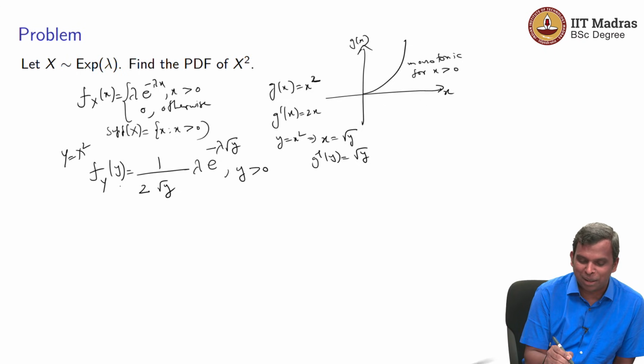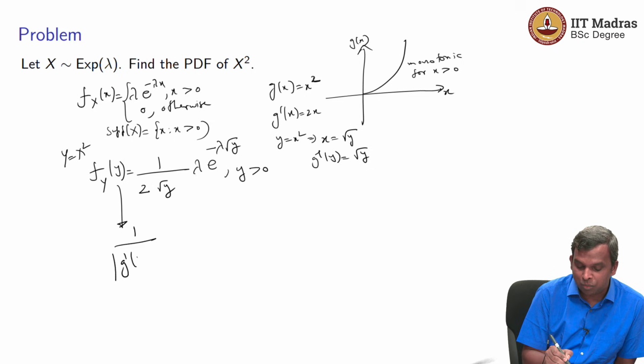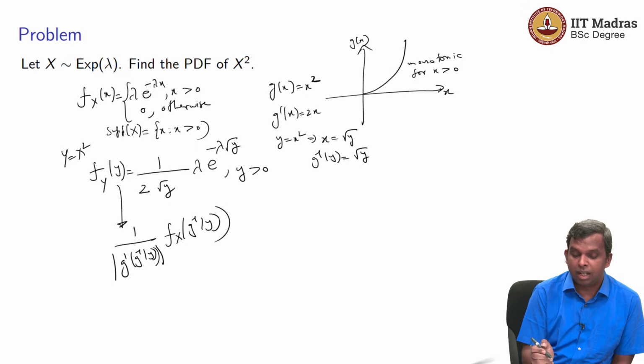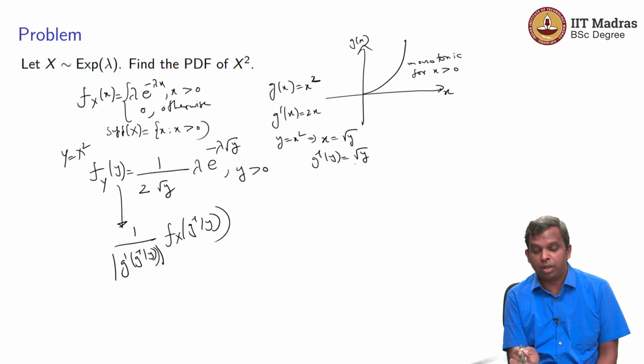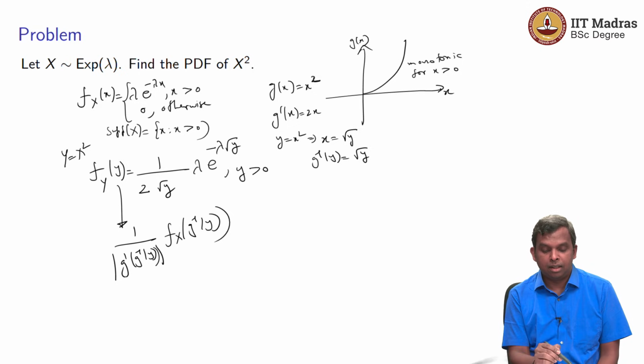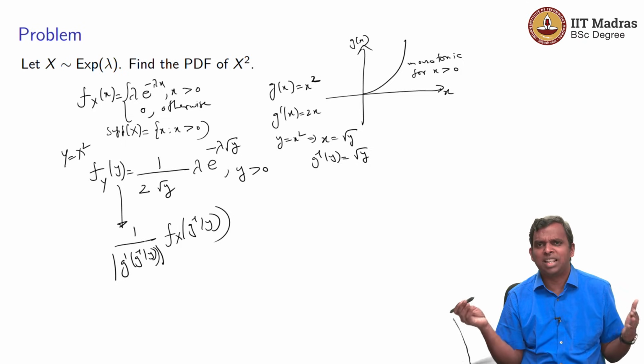How did I get the formula, by the way? It's 1 by the absolute value of g prime of g inverse of y, times fx of g inverse of y. So instead of x you put g inverse of y, which is root y, then 1 by g prime, which is 2x, and then g inverse of y, which is root y. So that's all. It's a very simple formula.